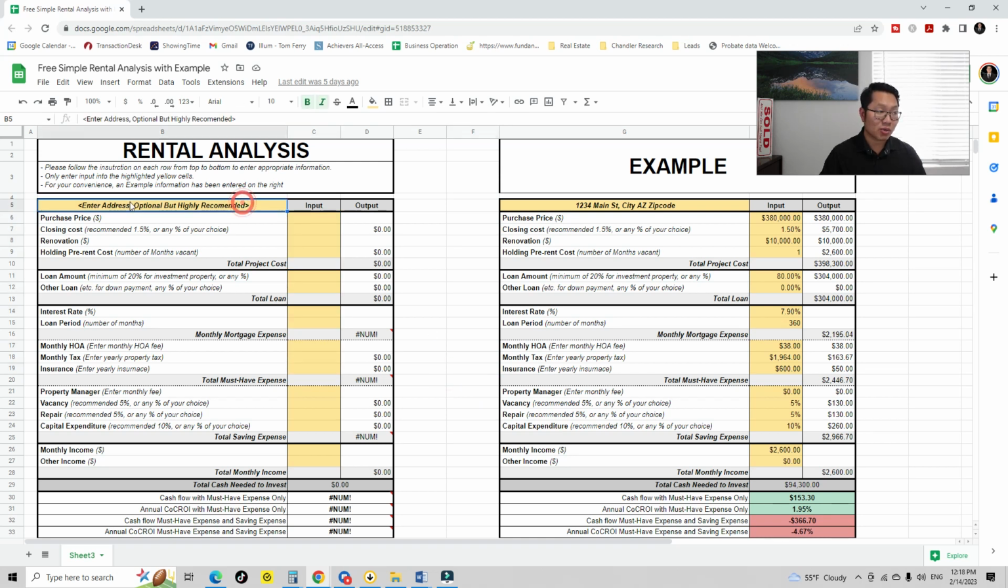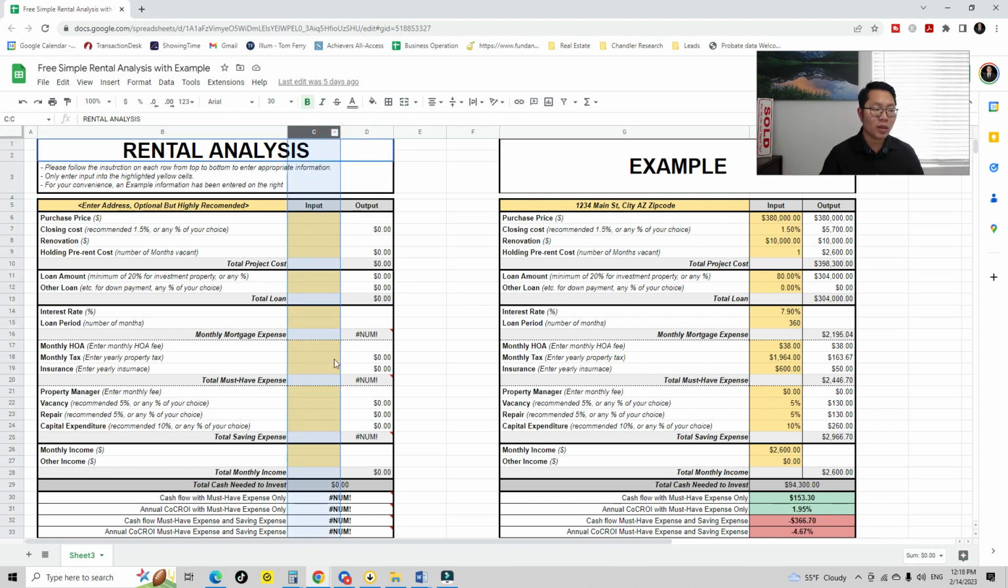Basically, you enter the address of the property. This is just so you can keep track of which rental property you are analyzing, because you're not going to analyze only one property and that's it. It's going to be more, so to distinguish between them, you can depend on the address. Everything else is going to be in the input column right here.